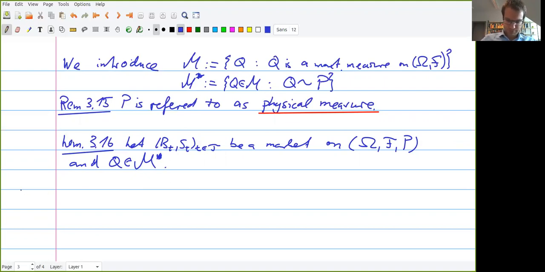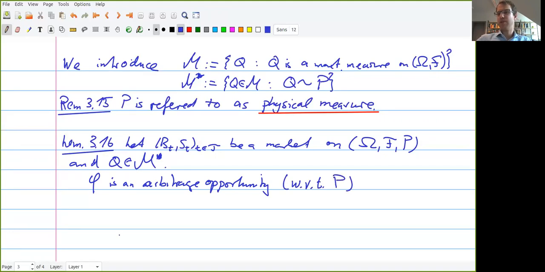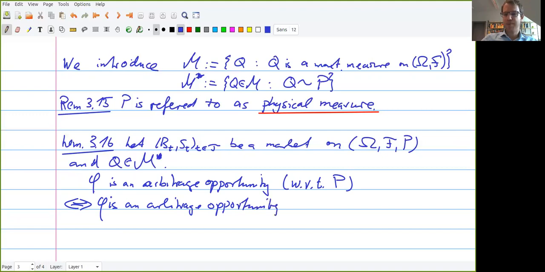Then phi is an arbitrage, which, if we look at the definition, was defined with respect to the measure P. This is equivalent to saying that this is an arbitrage opportunity if we equip the probability space, or replace the measure P, by the equivalent martingale measure Q.